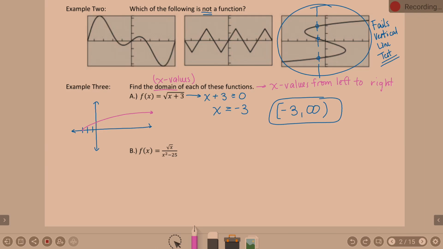Okay, let's try B then. New function. F of x equals square root of x over x squared minus 25. Now, hold off on the graph for a moment. Let's think about characteristics of this equation. What do you see here, based on what I've said, that we need to notice and be concerned about?